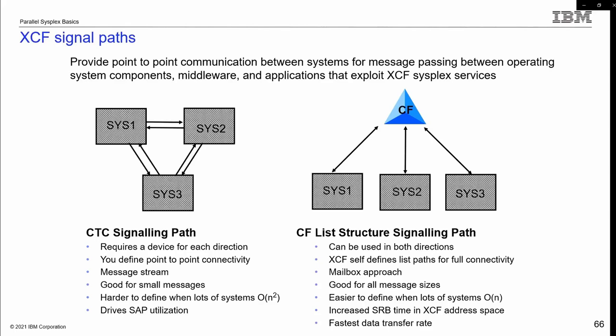It's kind of like what they refer to as the mailbox approach, where Sys1 delivers a message for Sys3, and then it is immediately routed to Sys3. And so this is a much simpler arrangement. And with today's coupling facilities, it is a very, very fast data transfer rate. And so if you're using parallel Sysplex and coupling facility, it is recommended to use CF list structure signaling paths.